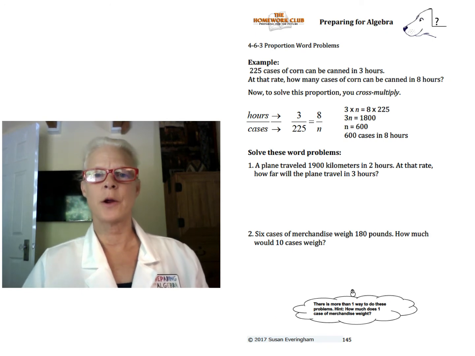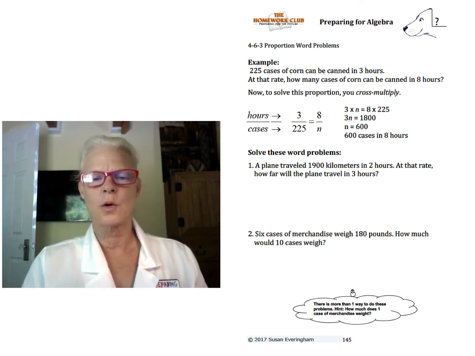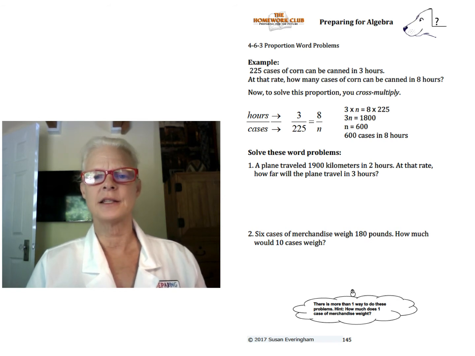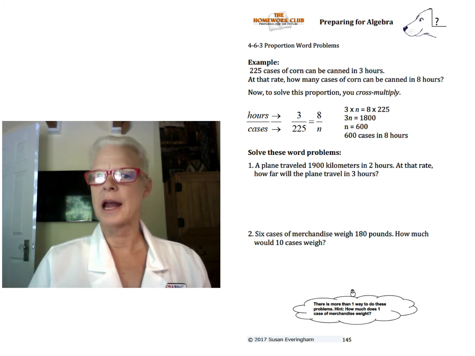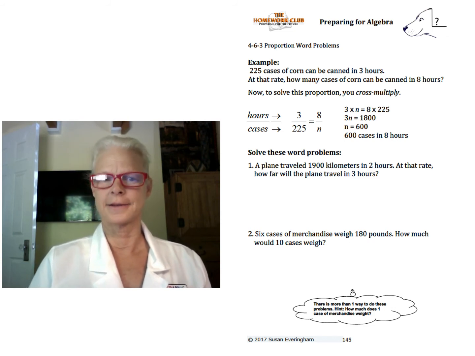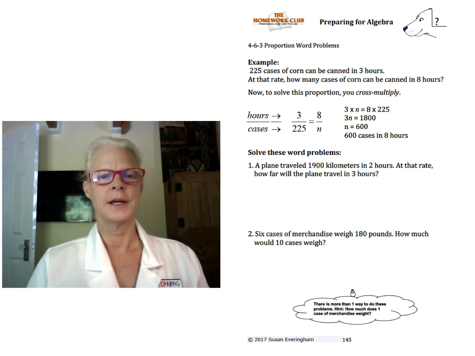This will give us some experience with proportions and word problems. So this first example, 225 cases of corn can be canned in 3 hours. At that rate, how many cases of corn can be canned in 8 hours? So clearly, we're going to set up the proportion. Since we already know 225 cases divided by 3 can give us our hourly cases of corn canned. Try saying that 3 times.